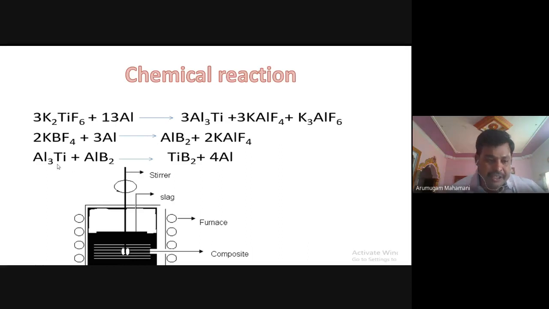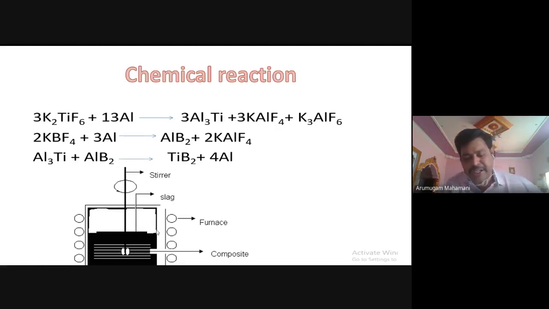So I am putting here the third equation. Al3Ti and AlB2 come from here. So both are reacting together. Finally, you will get TiB2 and Al3Ti will form. So finally, KAlF4 and K3AlF6 are all emitted from this reaction. So everything that happened will be formed as a slag. It will come to this layer. While stirring, it will float on the molten metal.